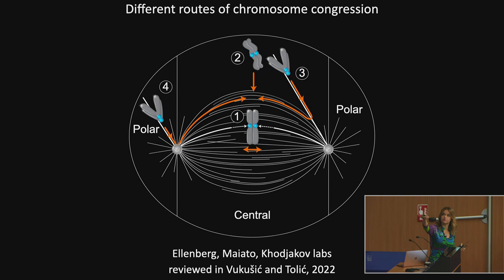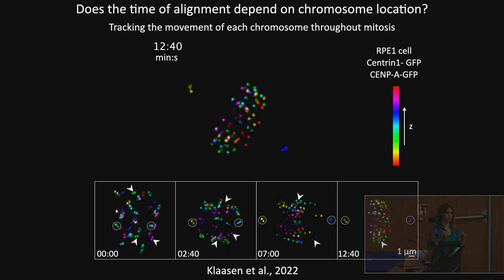And it's interesting how they are able to reach the spindle, and whether this location behind the pole, which looks like an unfavorable location, really matters for what will happen to them during cell division. So to study this, we decided to look at all the chromosomes. That's always our first approach.